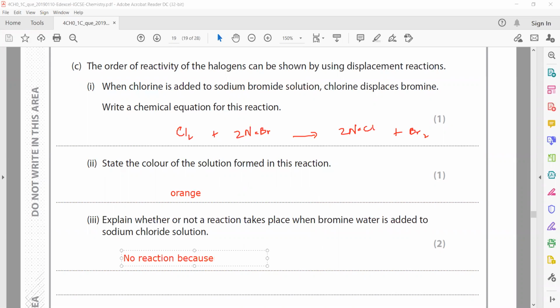because bromine is less reactive than chlorine, or it cannot displace chlorine from its compound.